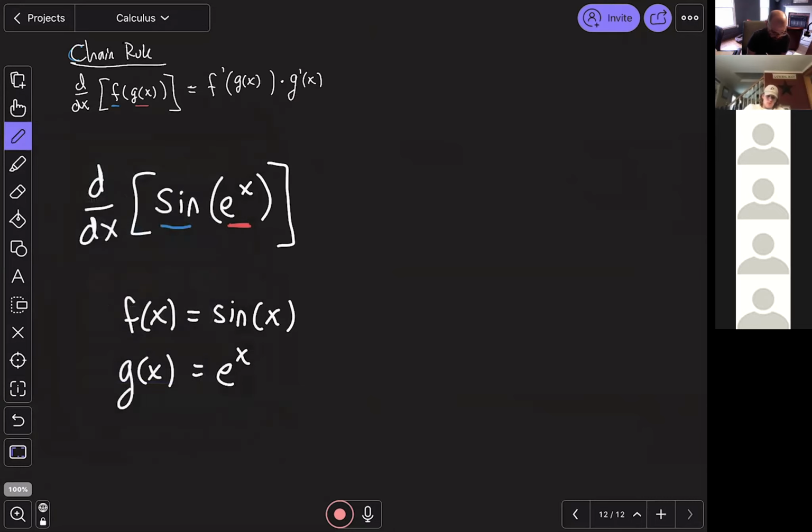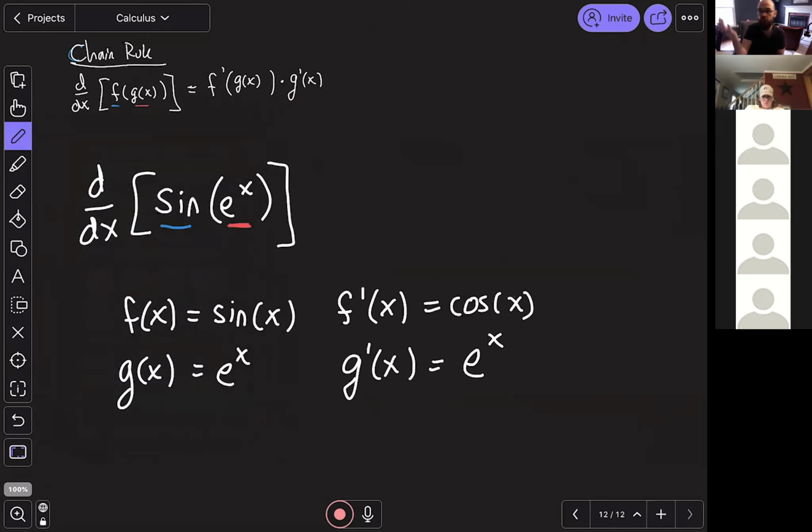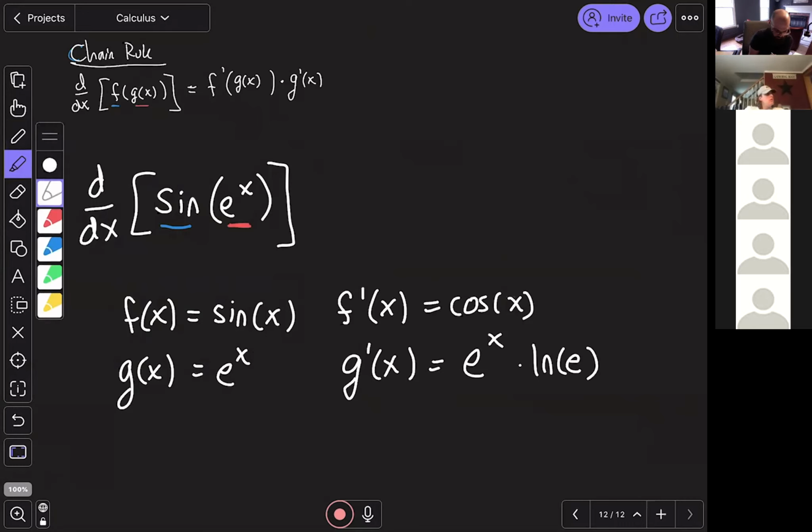So at some point I'm going to need f prime of x, which is the derivative of sine, and we know that is cosine. And I'm also going to need g prime of x, the derivative of e to the x, which we know is just e to the x. You can write this as e to the x times natural log of e. E to the natural log of e is just 1, if you plug that into your calculator. So for simplicity, I'm going to leave this off, since that's just 1.